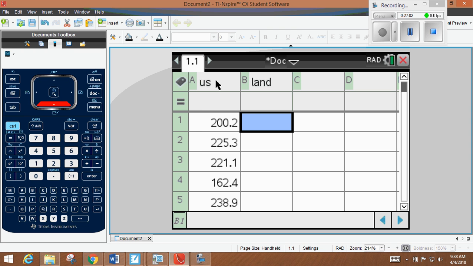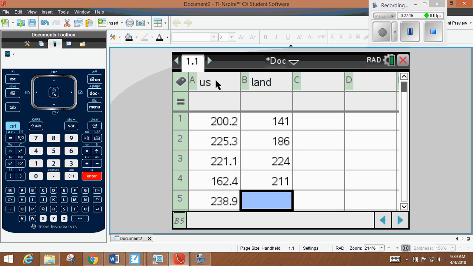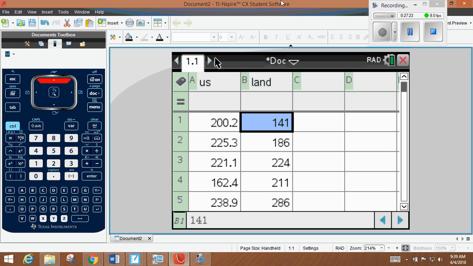Our observed counts were 141, 186, darn it, 224, 211, 286. Boom. All right. Data is in the spreadsheet. You guys need a moment to finish entering that?